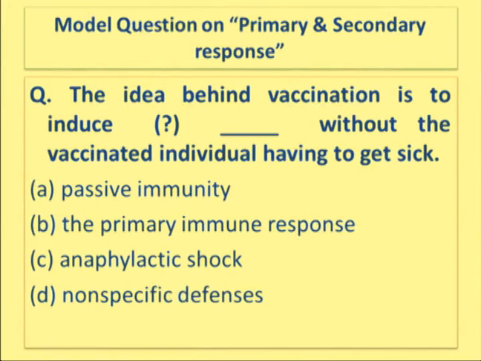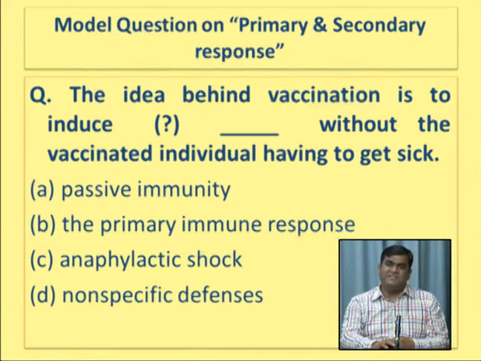Now, there is another thing that is being asked about vaccination. The idea behind vaccination is to induce what, without the vaccinated individual having to get sick? So actually what are we developing when we are vaccinating a particular individual? Option A, passive immunity. Option B, the primary immune response. Option C, anaphylactic shock. And option D, non-specific defense. Obviously, the idea behind vaccination is to induce the primary immune response, because of which memory cells are generated, and memory cells will provide us immunity throughout our life, as we have already discussed in the previous slides.